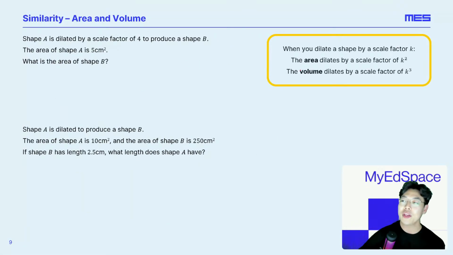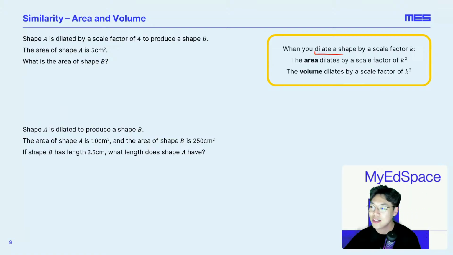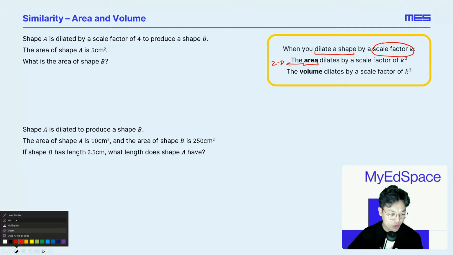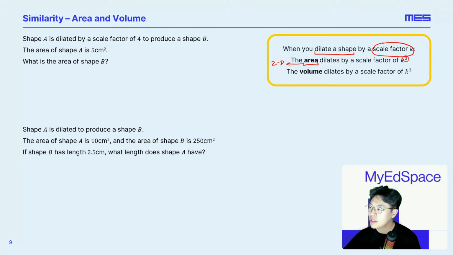Here it is. When you dilate a shape by a scale factor of k, and we're working with area, reminder that area is 2-dimensional, which is why we square that scale factor. I am blocking that 2, so let me redraw that circle from the 2. And volume is 3D, so we are going by k cubed.